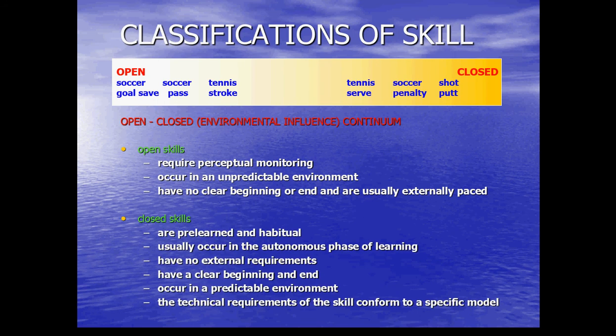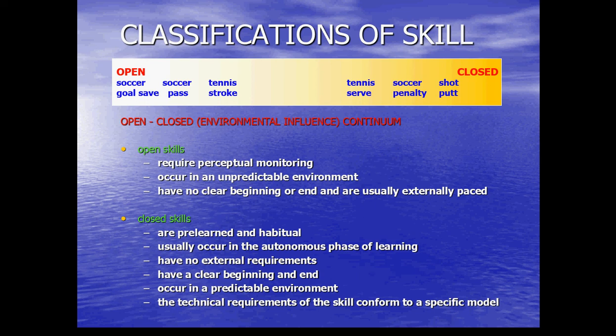At the other end of the scale, we've got closed skills. These are pre-learned and habitual, so well learned. They usually occur in the autonomous phase of learning, so we're talking about high level performers. No external requirements. They have a clear beginning and end, and they occur in a very predictable environment. The more predictable the environment, the more closed it becomes. And the technical requirements of the skill conform to a particular model. So it's kind of the textbook model, the way it's being performed.